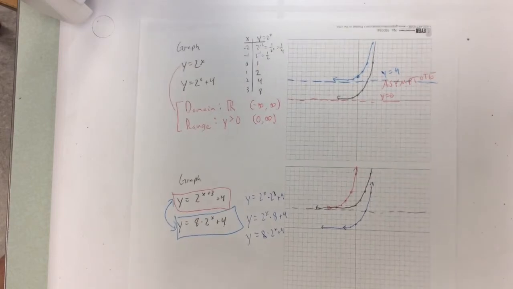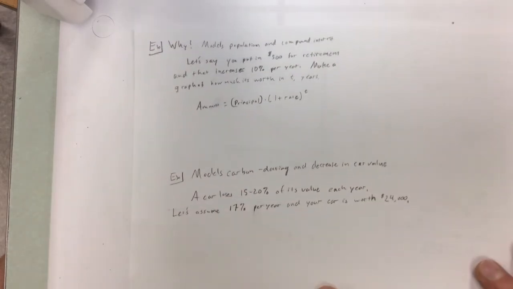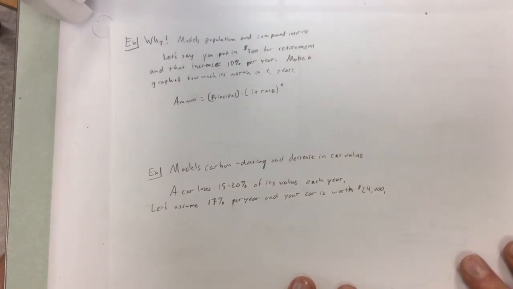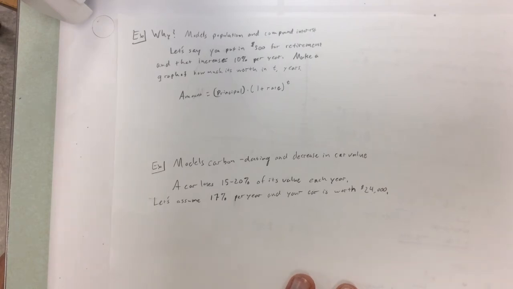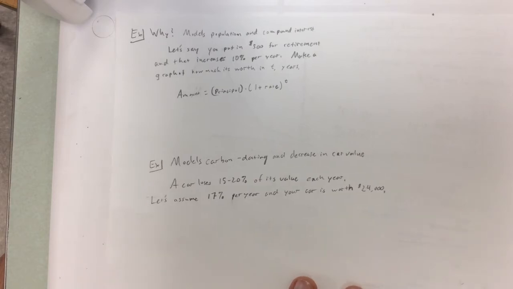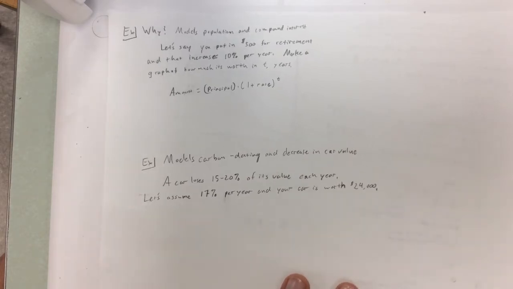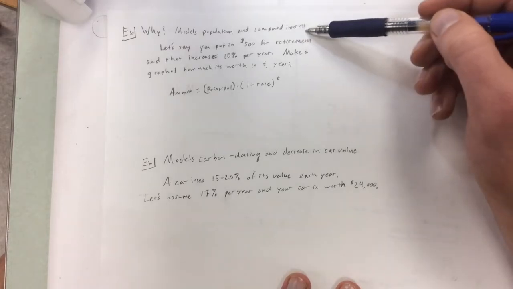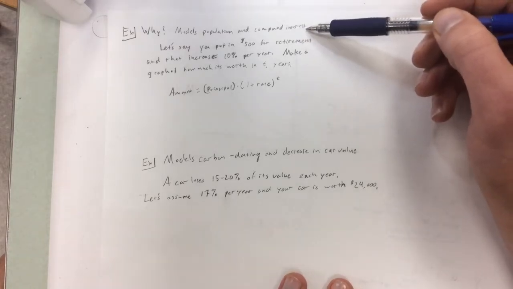So then we ask ourselves, why is this important? Why do we even care about these graphs? Well, here's why. These sorts of graphs, these exponential graphs, they model population and compound interest. So like the population of Greencastle, we can model that using these graphs. We can model compound interest as if you're saving for retirement. This right here probably has the most application to the average student.